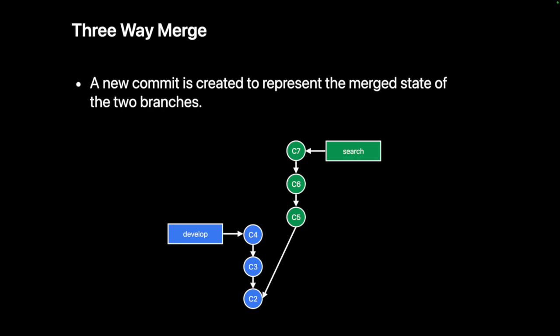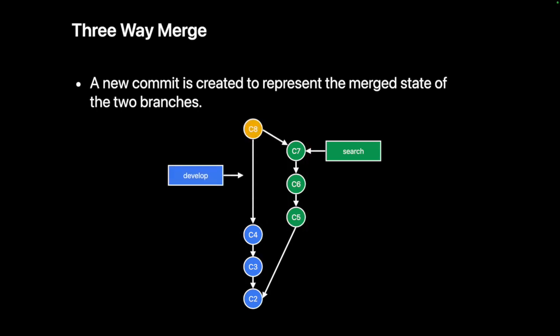Can we simply make the develop branch point to C7 as we did with fast-forward merge? If the develop branch points to the C7 commit, the contents of the commits C3 and C4 will not be included in the develop branch. Therefore, changing the branch pointer alone will not be enough for the merge. Instead, we need to create a commit that includes the contents of both C3 and C4 from the develop branch and C5, C6, and C7 from the search branch.